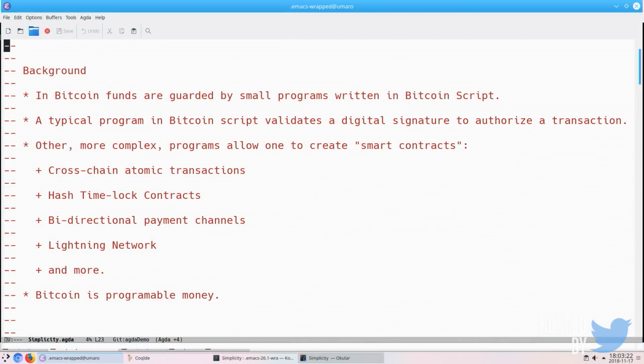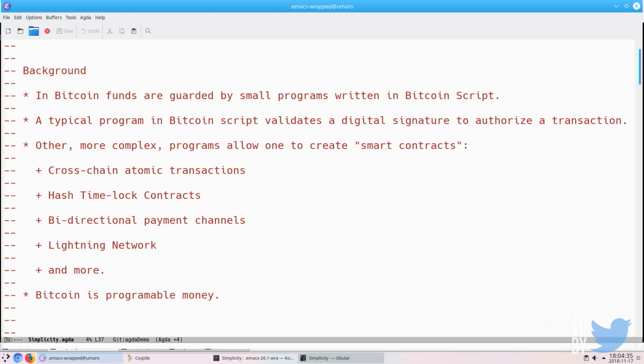So, very quick background on Bitcoin. In Bitcoin, funds are guarded by small little programs written in a language called Bitcoin script. A typical program in Bitcoin script takes as input a digital signature and validates that digital signature against the transaction data and the public key associated with those funds, right? So in Bitcoin, it's not quite true that you send money to people through a cryptographic public key, but you send money to programs. And it just so happens that some of these programs do this cryptographic check, right? But other more complex programs are available to be programmed in Bitcoin script.